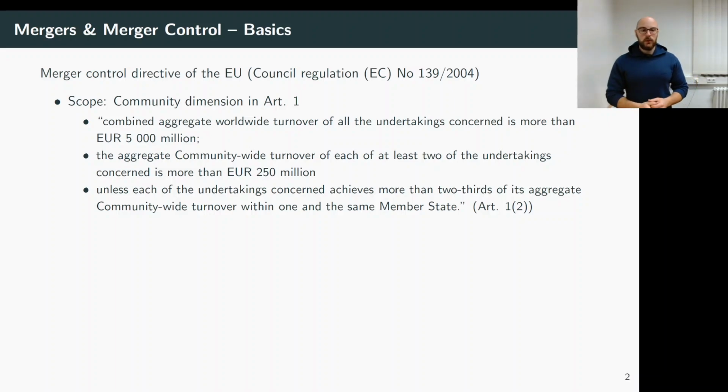The combined aggregate worldwide turnover of all the undertakings concerned is more than 500 million euros. The aggregate community-wide turnover of each of at least two of the undertakings concerned is more than 250 million euros, unless each of the undertakings concerned achieves more than 2/3 of its aggregate community-wide turnover within one and the same member state.